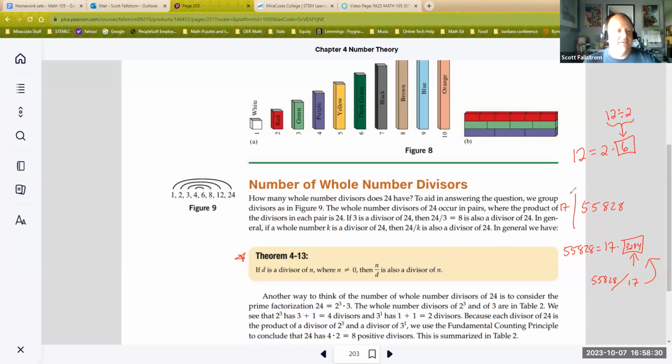So that's how I can find another factor pretty quickly. If you know one factor, you know another factor. Well, almost, right? With one little tiny exception.